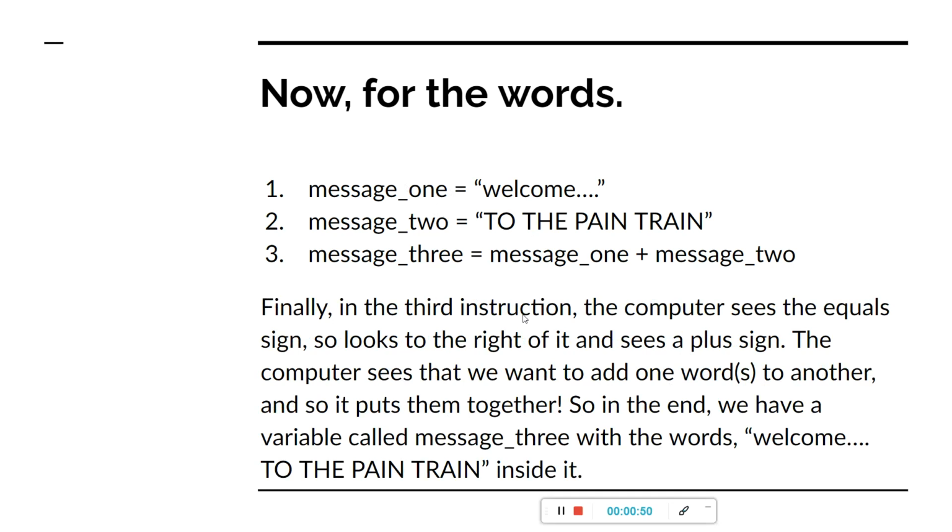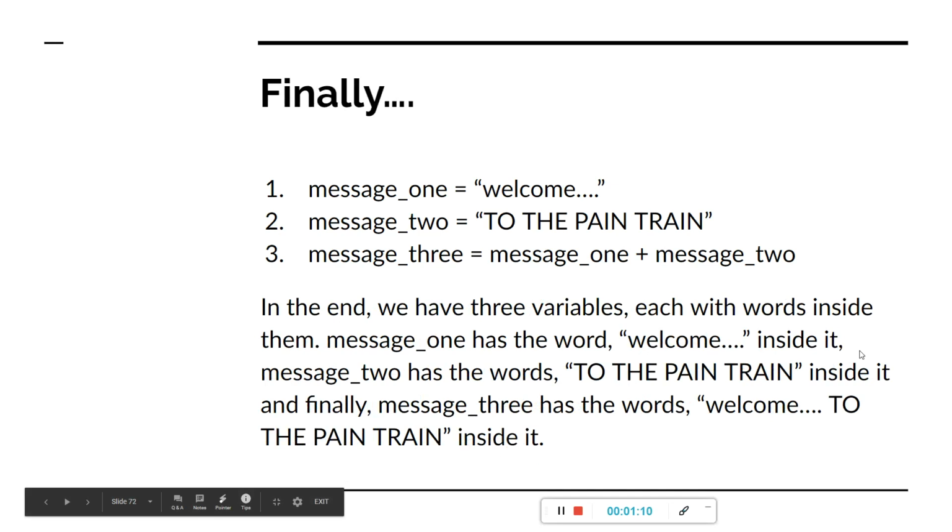Finally, in the third instruction, the computer sees the equal sign, so it looks to the right of it and sees a plus sign. The computer sees that we want to add one word to another, and so it puts them together. So in the end, we have a variable called message3 with the words welcome to the pain train inside it.